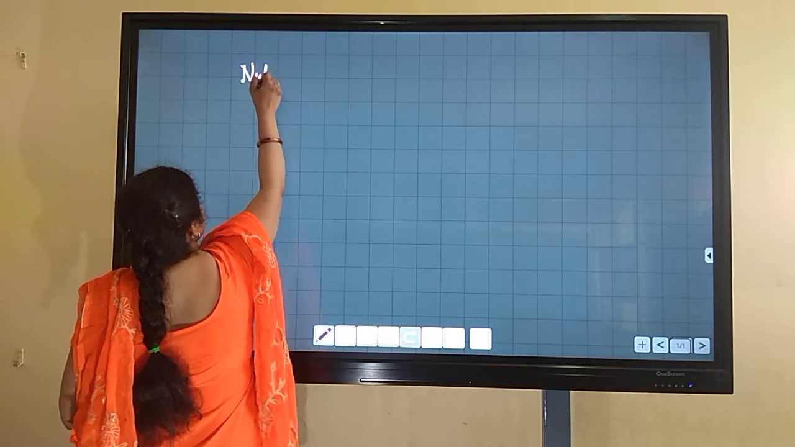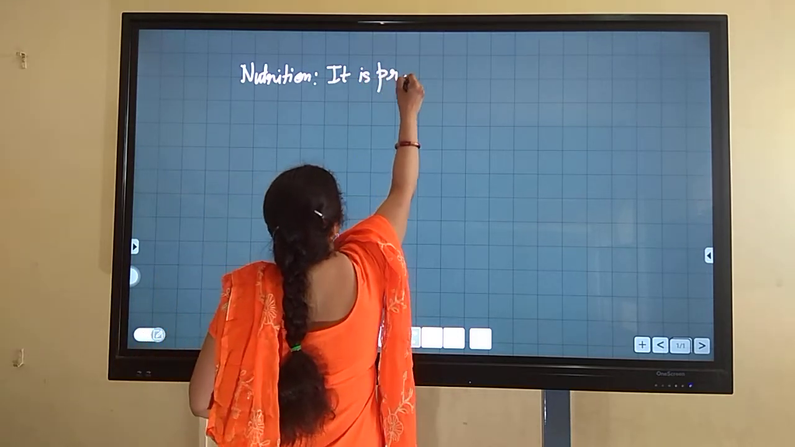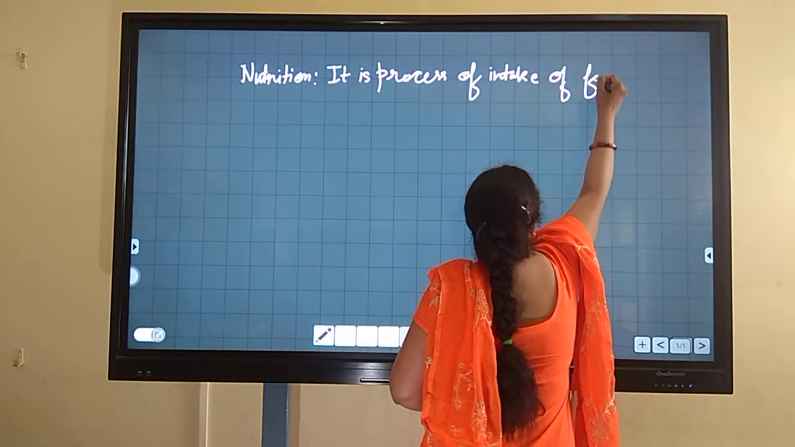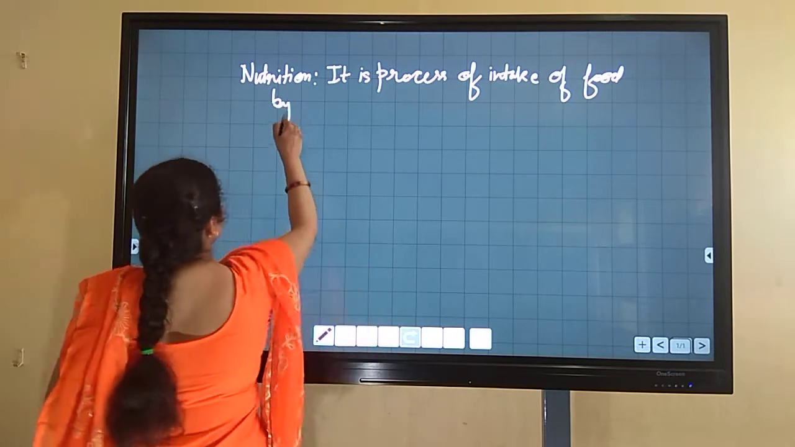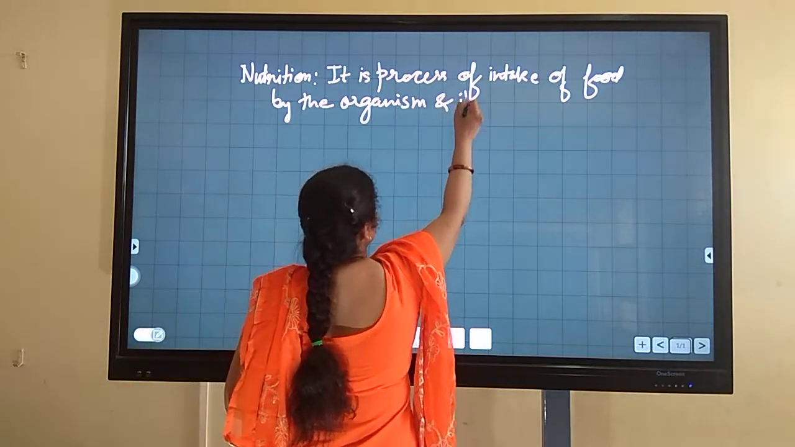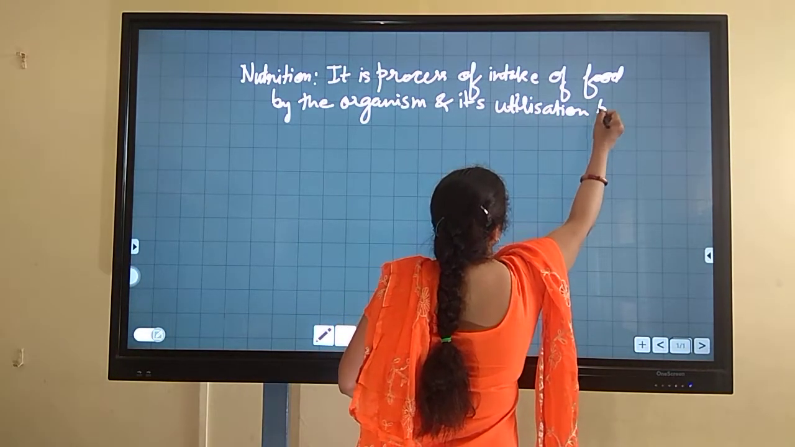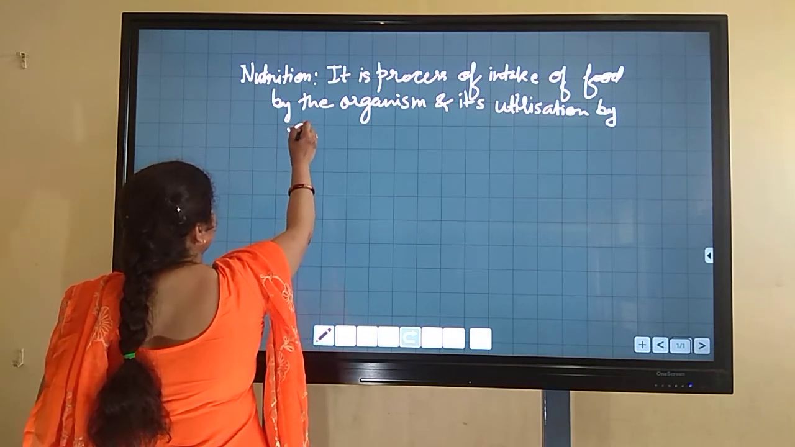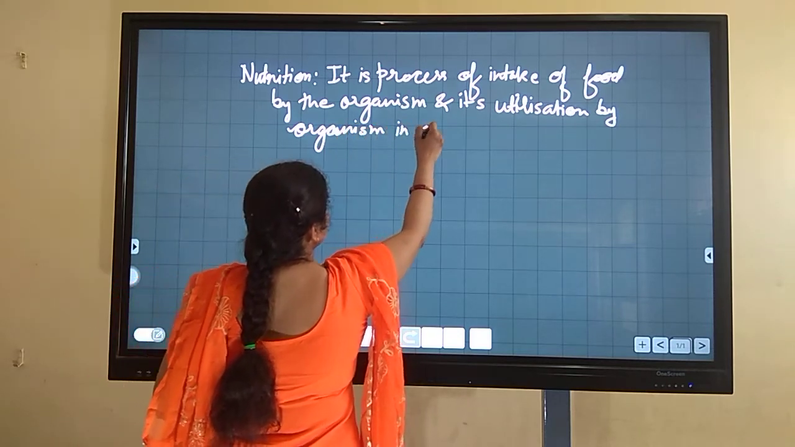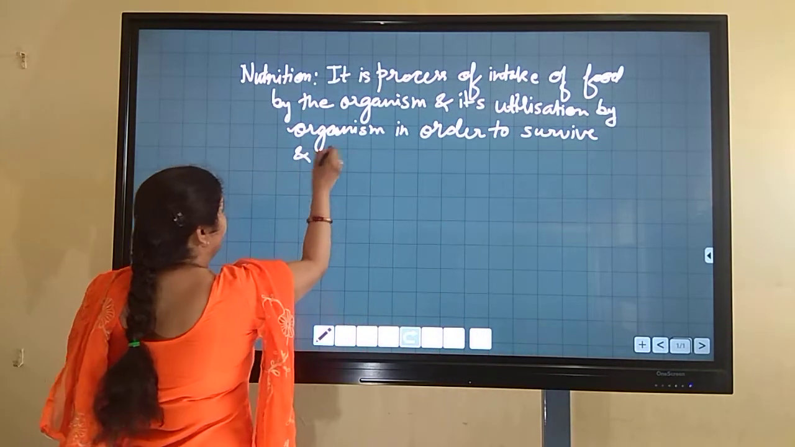So the definition of nutrition is: it is the process of intake of food by the organism and its utilization by the organism in order to survive and grow itself.